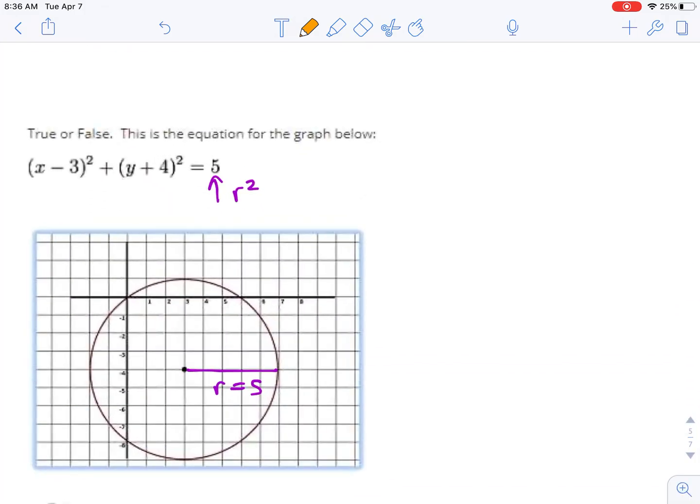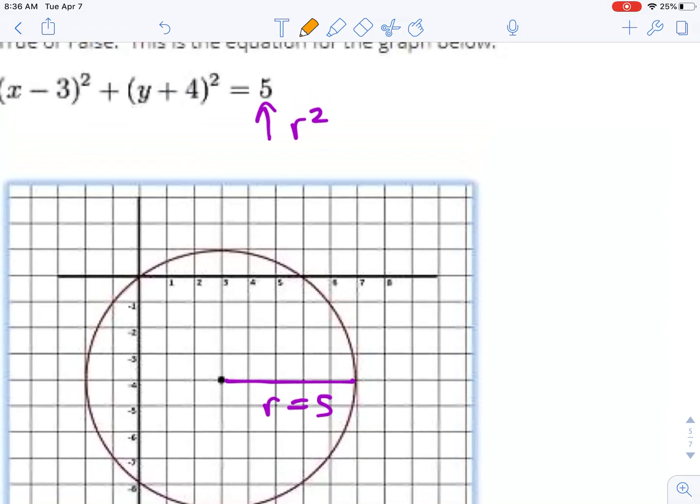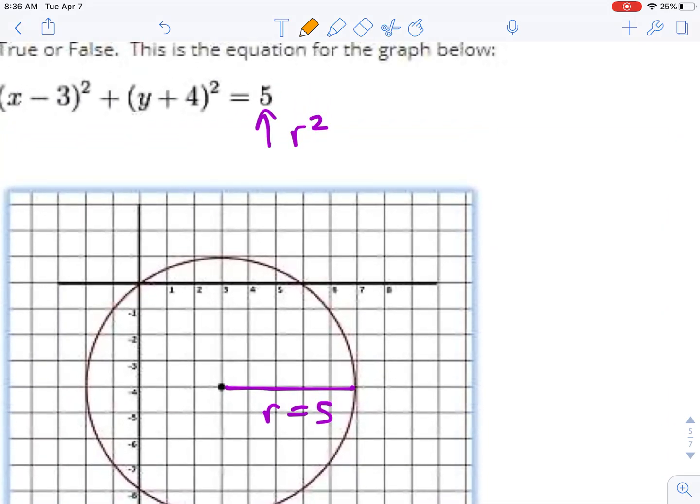This one is false because our formula says r squared, and our r is 5, so this really should have been 25.